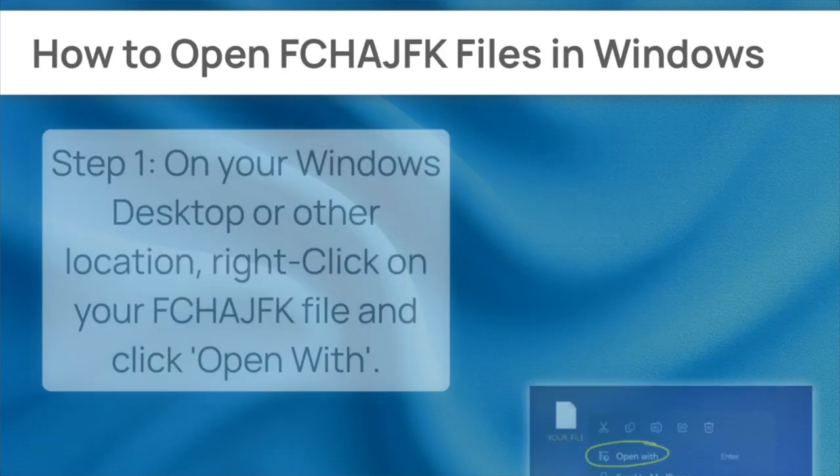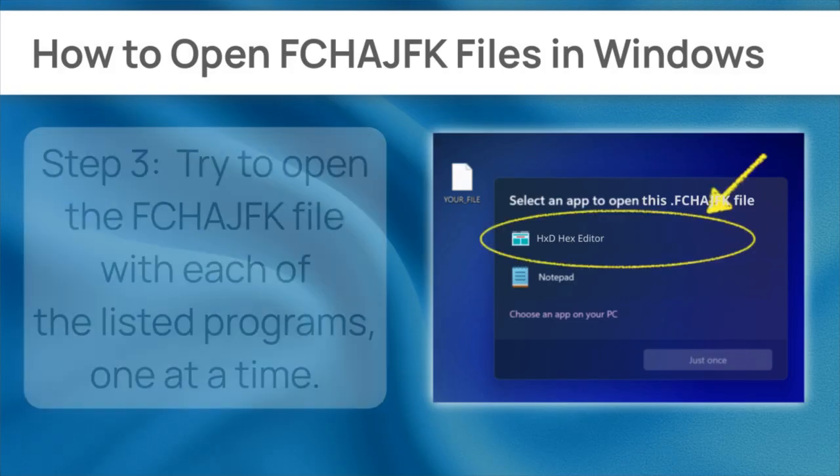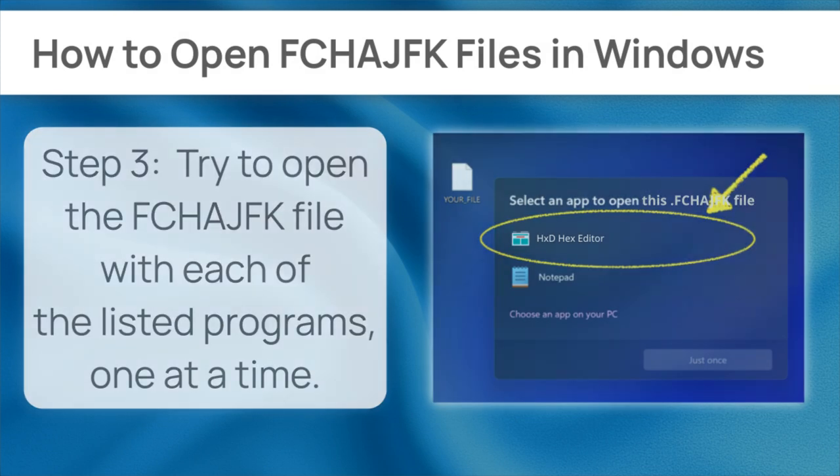Right-click your FCHAJFK file and click Open With. If HXD hex editor is installed, start there. If it's not, try another option. The solution is usually hidden within one of your apps.